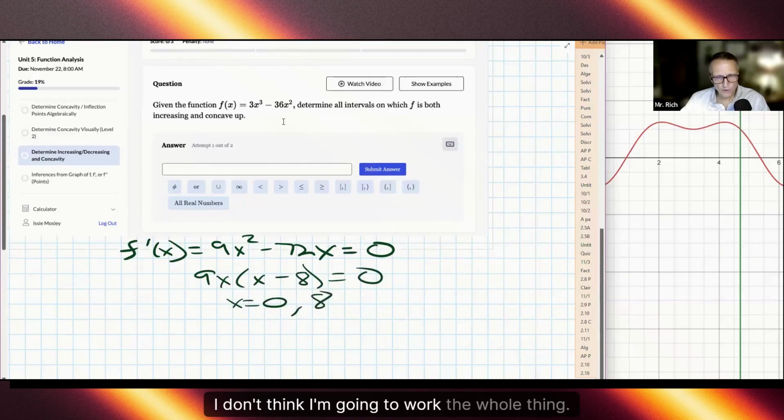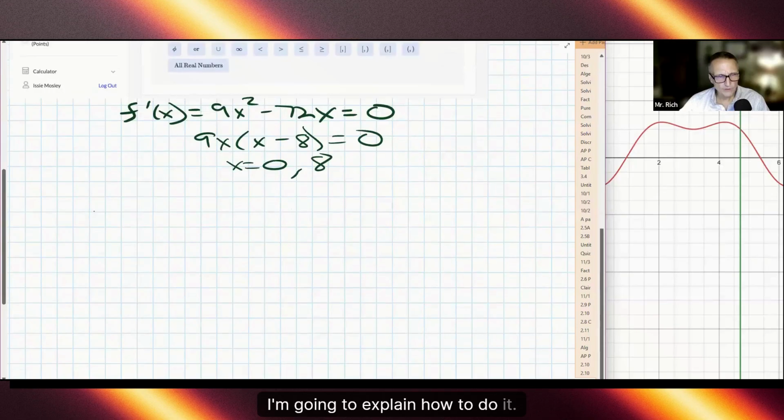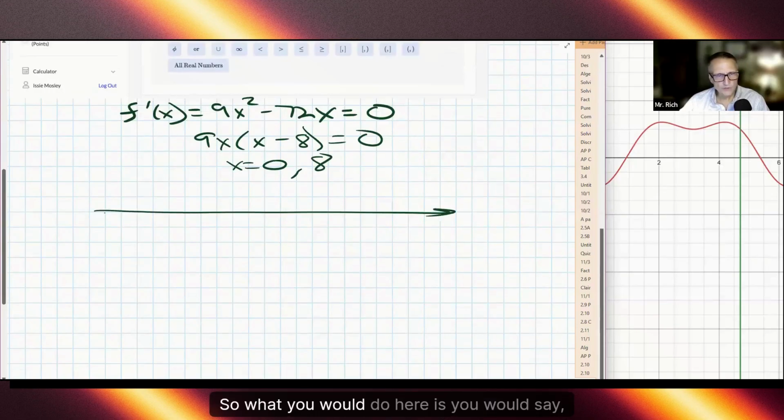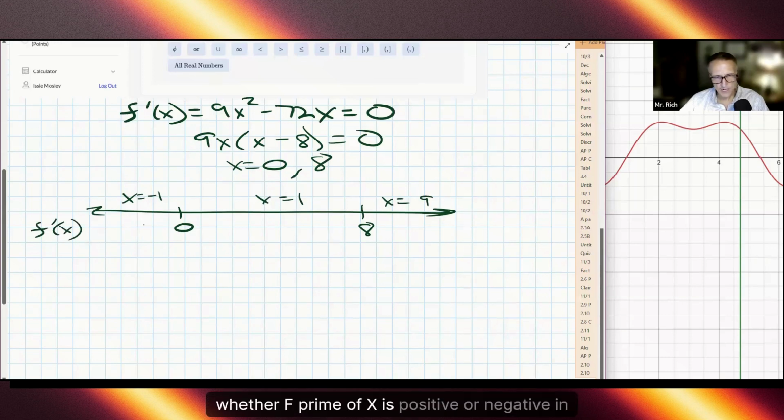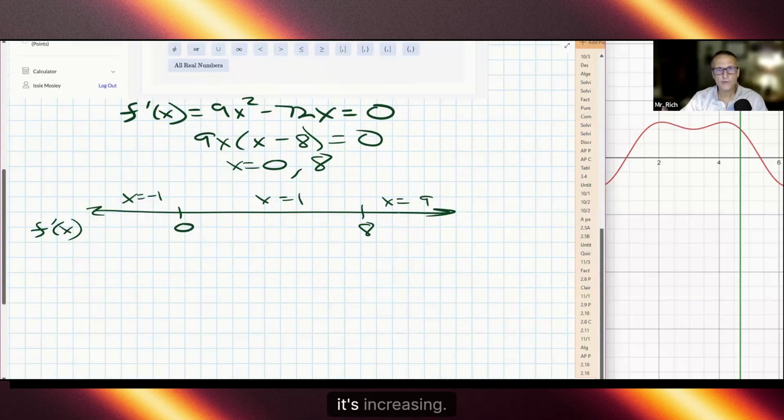I don't think I'm going to work the whole thing. I'm going to explain how to do it. What you would do here is say, okay, I have critical values at 0 and 8. You pick test points, -1, 1, and 9. Use the factored form to determine whether f prime of x is positive or negative in these three intervals, because where it's positive, it's increasing. Where it is negative, it's decreasing. So you can determine that.